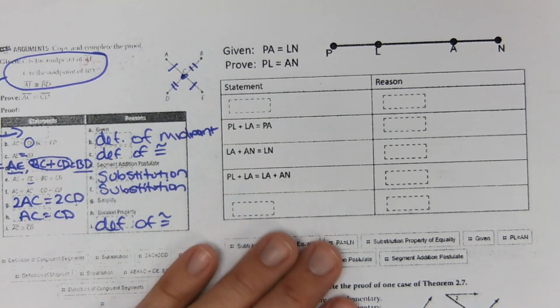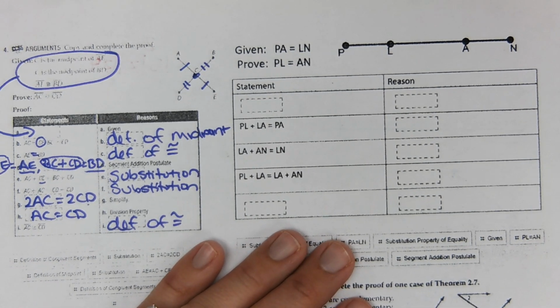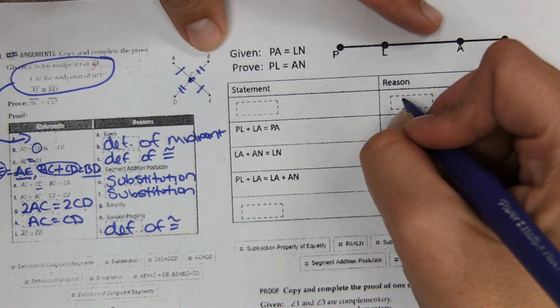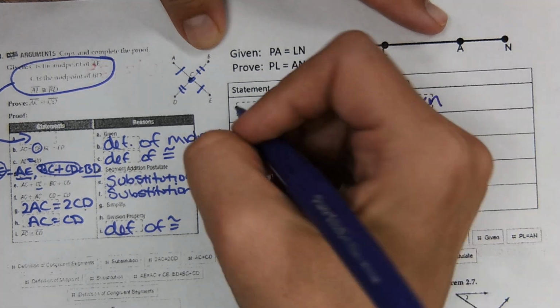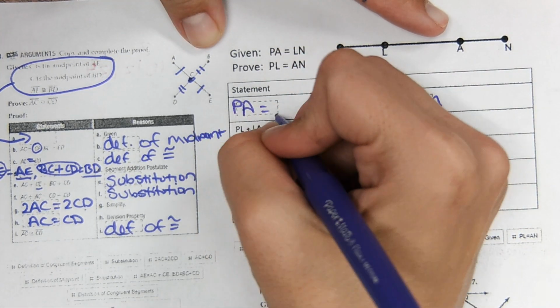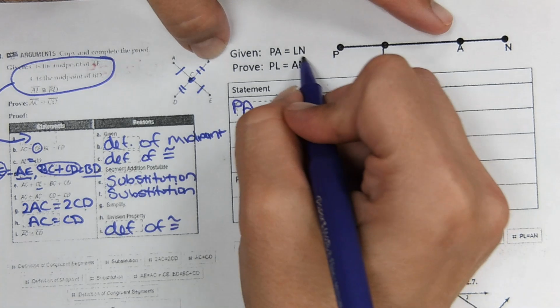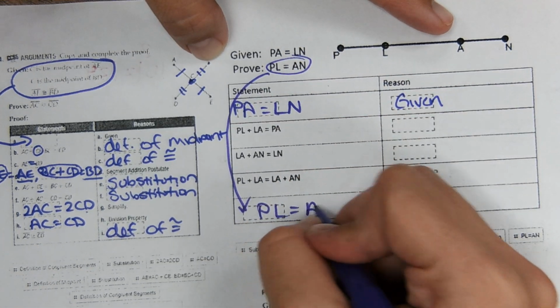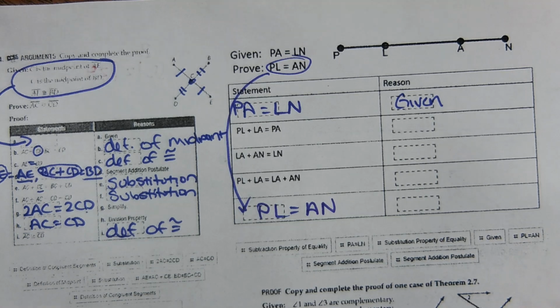While I have this on the screen so that way I can keep moving, I'm just going to slide this over and work over here. Okay, so first things first, plug in your given. PA equals LN. And then also plug in the proof statement so you can get those points. PL equals AN. Proof statement always goes last.